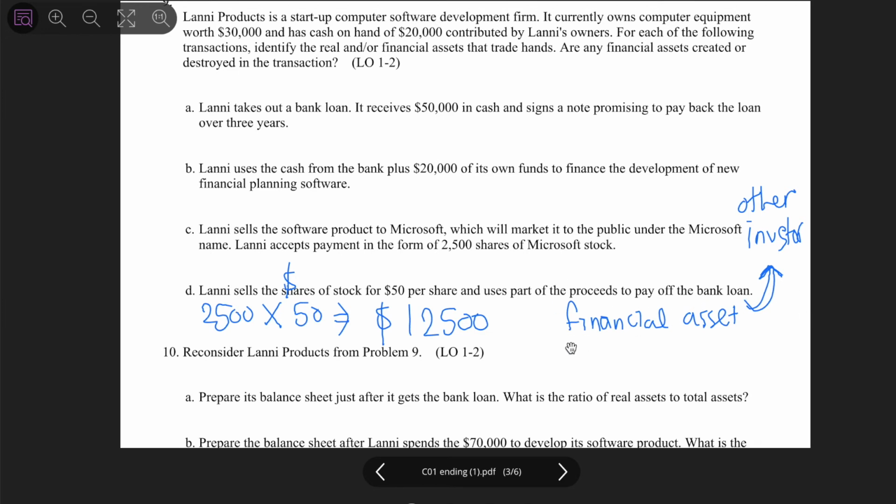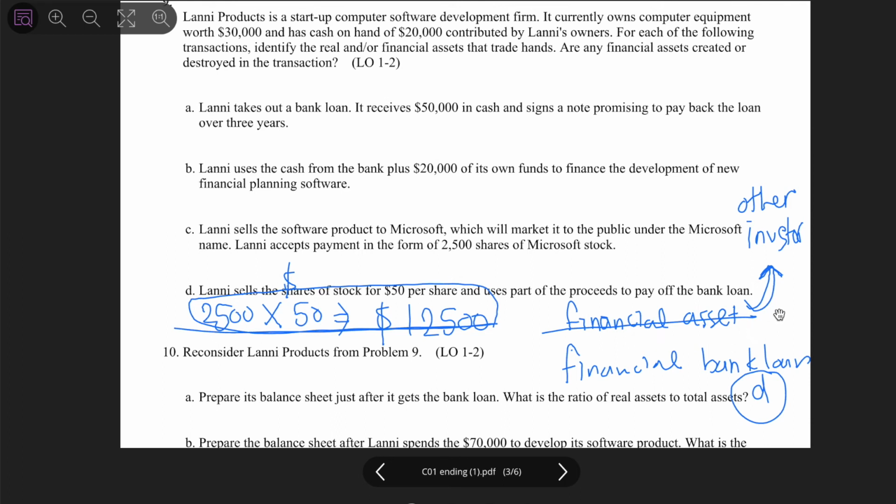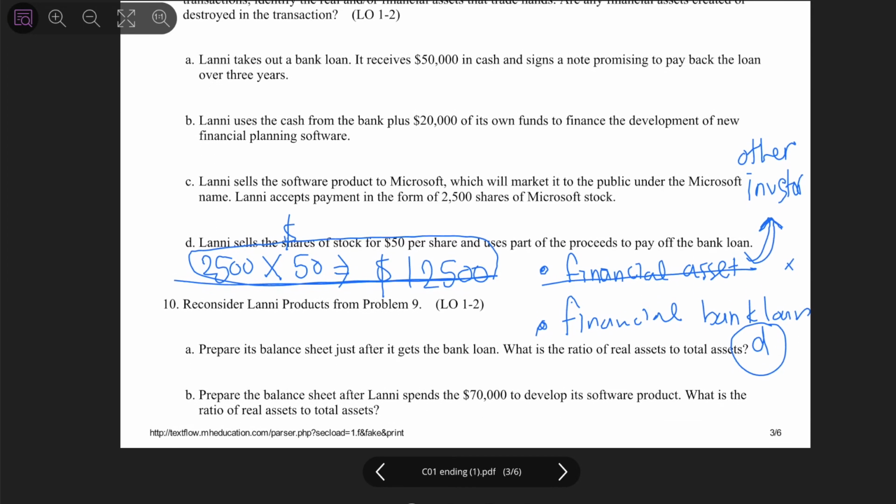What about the bank loan? The liability of the bank loan is paid back, right? Paid back. So this is destroyed, but we don't call the selling of the Microsoft shares a financial asset destroyed, because these shares are not destroyed, right? These shares are going to other investors. So we have to distinguish that the selling of shares and the payback of the bank loan are different, right? Selling is nothing. That is the destruction of the financial asset.